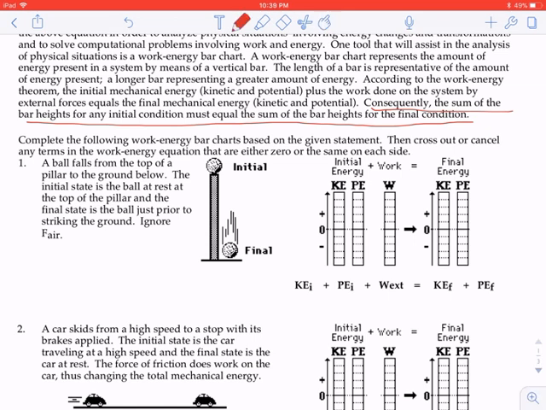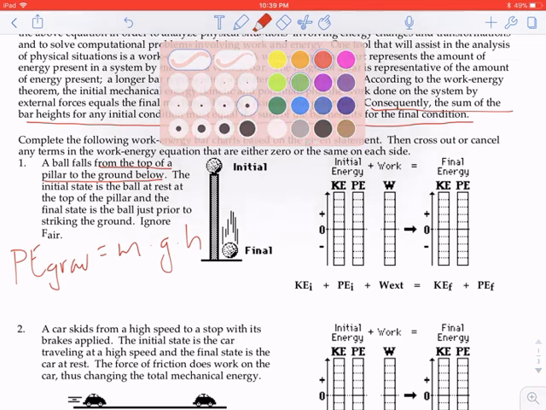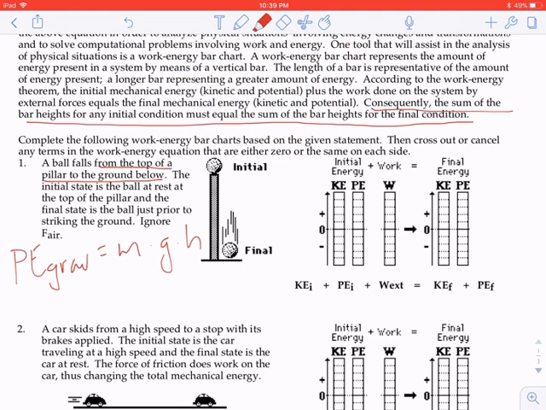So let's try to highlight some of the keys in the language here. First, it says a ball falls from the top of a pillar to the ground below. So this is talking about a change in height. And if you remember, height is related to potential energy. So gravitational potential energy is equal to mass times gravity times height. So if something is going from the top of a pillar to the ground below, it's going to have a lot of potential energy initially and no potential energy finally. So we're going to show that by filling in some of the potential energy bar values.